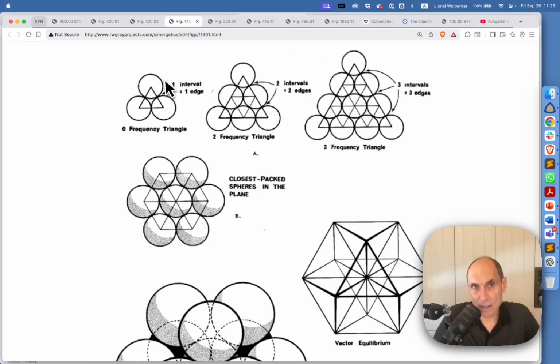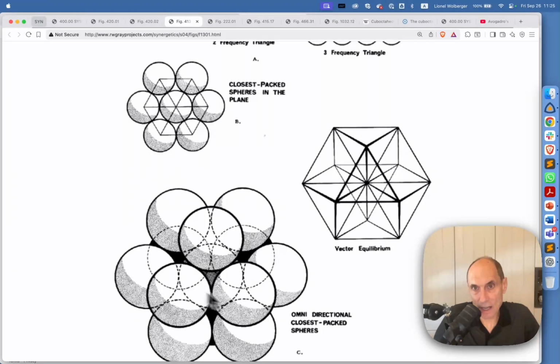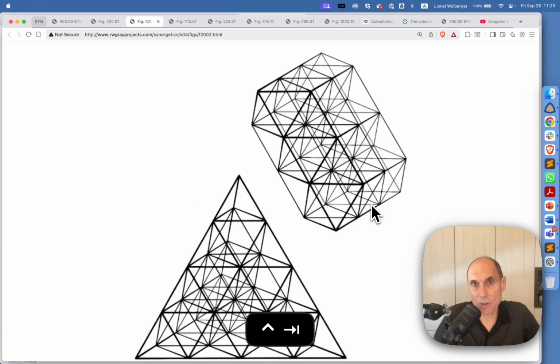Here you can see again the spheres. You can use the spheres and close pack them to get the vector equilibrium or isotropic vector matrix. Vector equilibrium, we call it when we're thinking of the fact that all of the vectors add up to 0. It's an equilibrium. And isotropic vector matrix, we call it when we extend it to infinity.